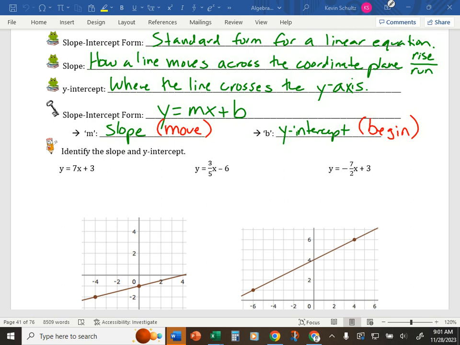You can add now your historical knowledge of slope and y-intercept, but really it's because the y-intercept is where you begin, and the slope is how you move. Okay. Yes. Get the button.